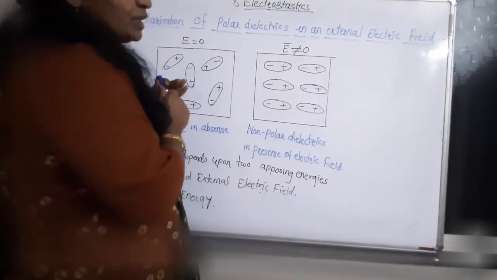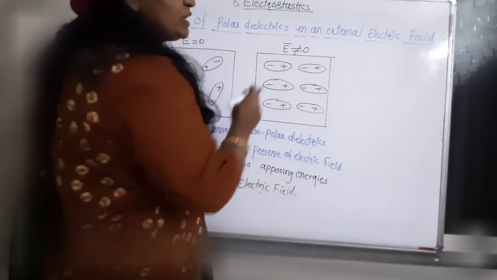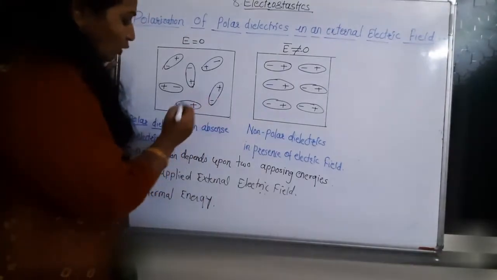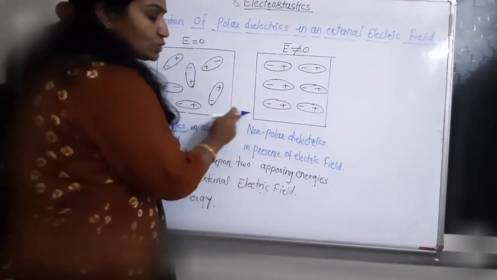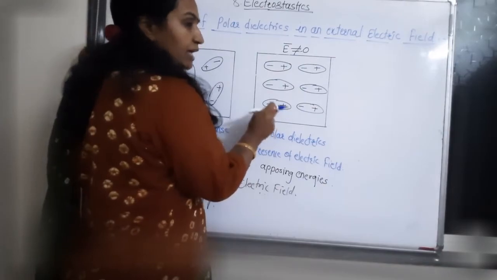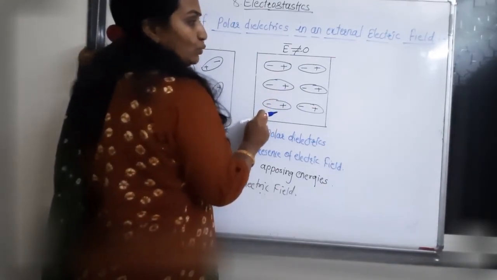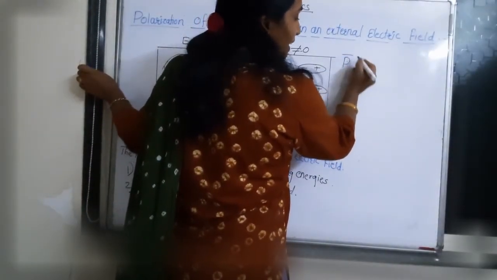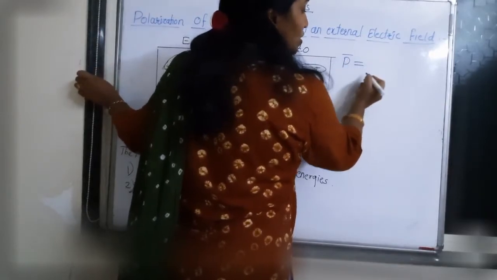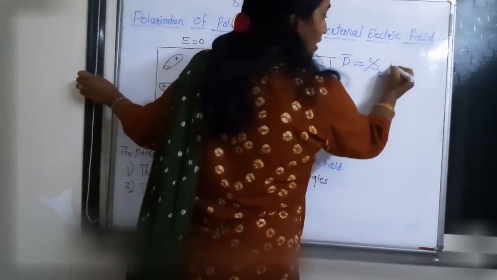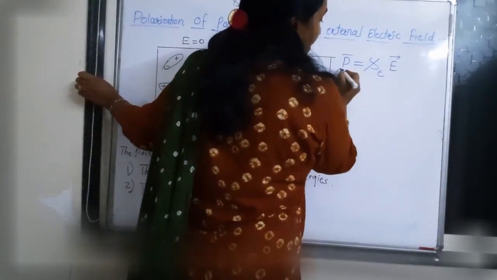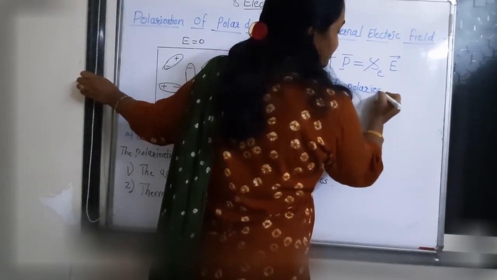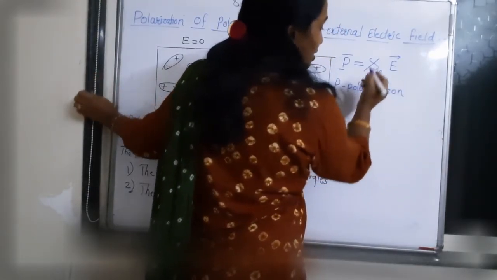If there is a strong electric field, polarization takes place, and both polar and non-polar molecules develop a net dipole moment. The net dipole moment per unit volume is called polarization, with symbol P, and the formula is P equals chi E times E bar, where P is the polarization.